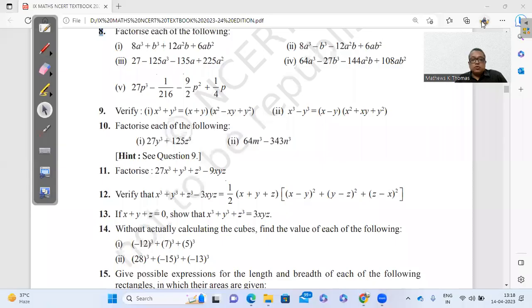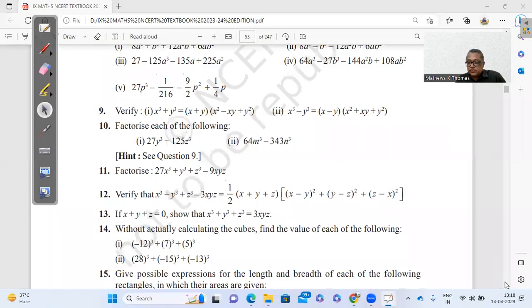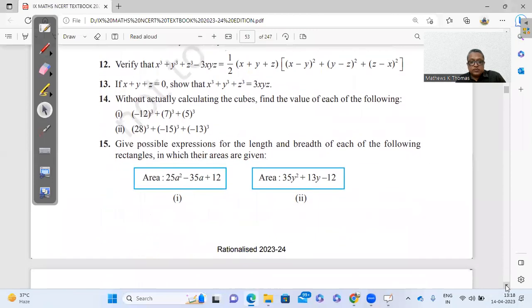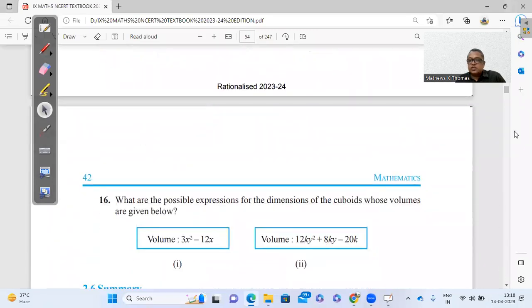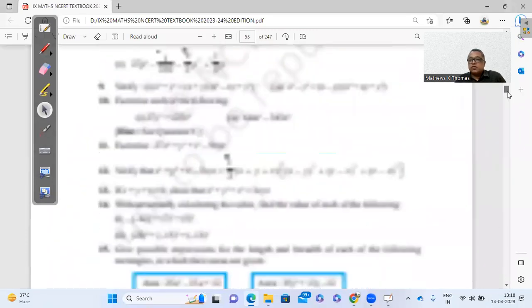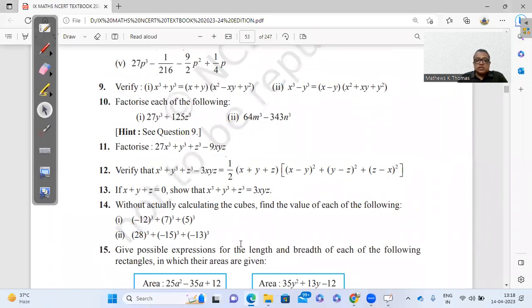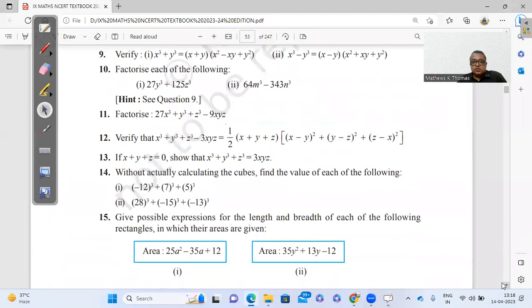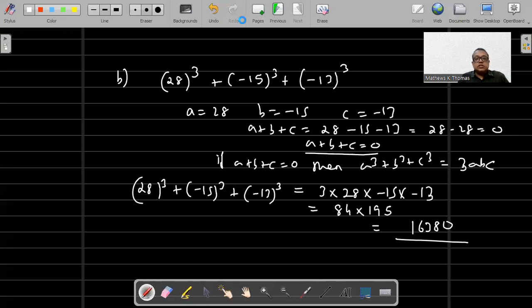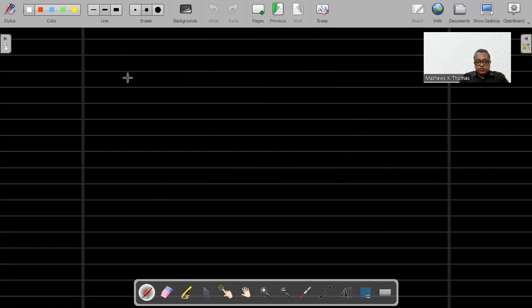Okay, so we go to the next, that is question number 15. We are coming to the end of the chapter. We have 16 questions, so we have to do question number 15 now. That is, give possible expressions for the length and breadth of each of the following. Area is given, we have to find the possible length and breadth. So let's do question number 15.